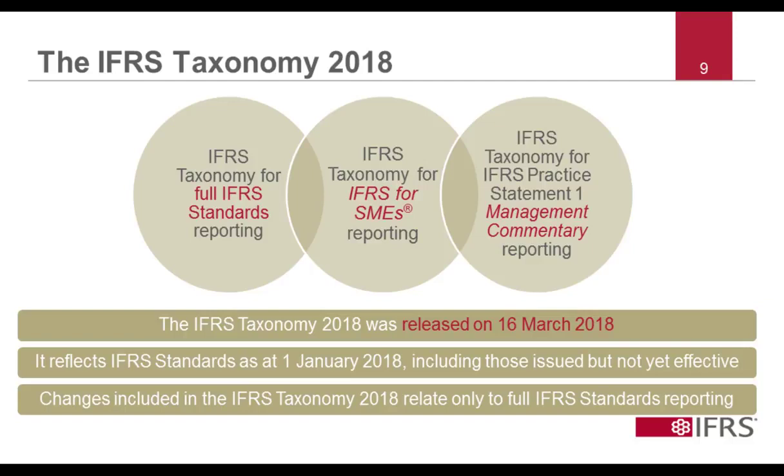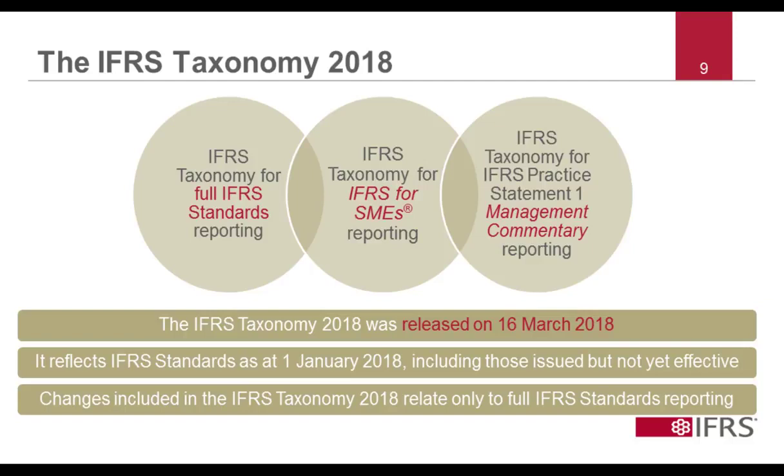Looking now at the content of IFRS Taxonomy 2018, for those of you who are not familiar, it has three elements. Firstly, there's the IFRS Taxonomy for full IFRS standards, for entities following the full set of IFRS. We also have an IFRS Taxonomy for IFRS for SMEs, for entities following IFRS for SMEs. In addition, we have IFRS Taxonomy for Practice Statement 1, our management commentary guidance.